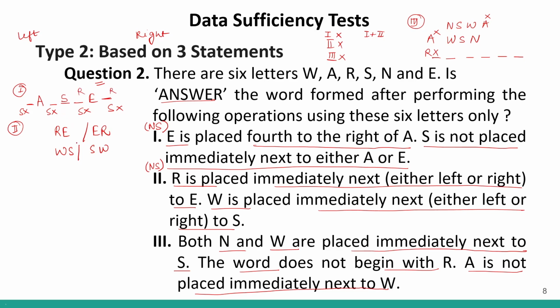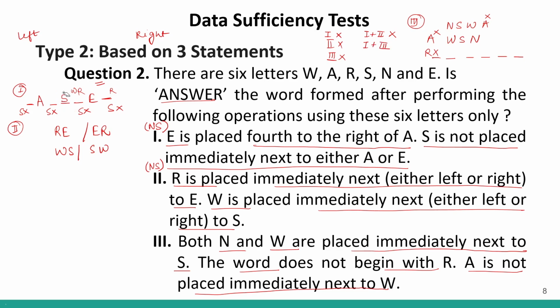Correct? Similarly, W and S come together. So we can get W over here also, and we can get W at this place also. So even after combining 1 and 2, I am not getting a clear answer. So this information, even after combining statement 1 and 2, is not sufficient to answer the question. Clear? If I combine statement 1 and 3.